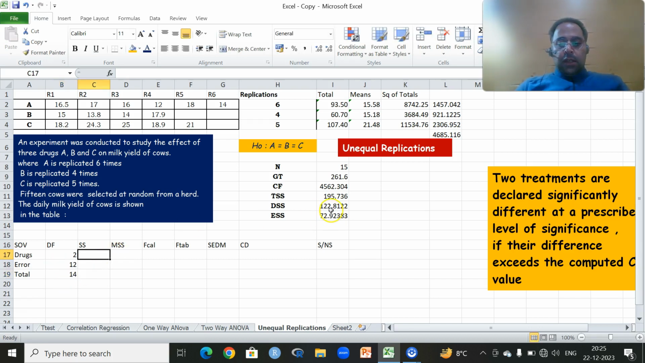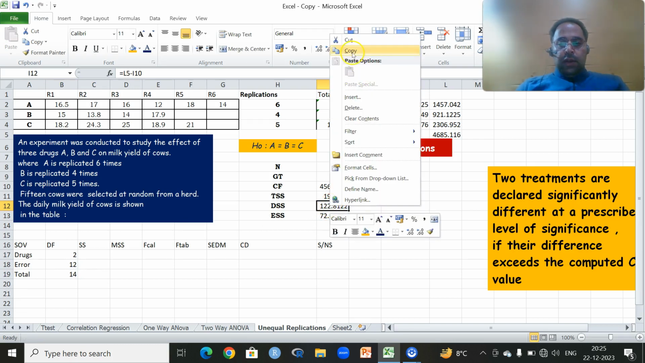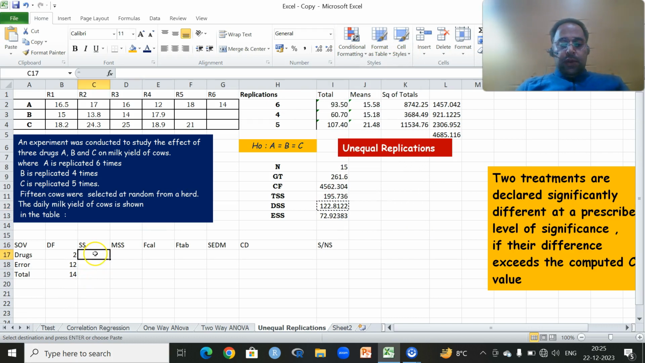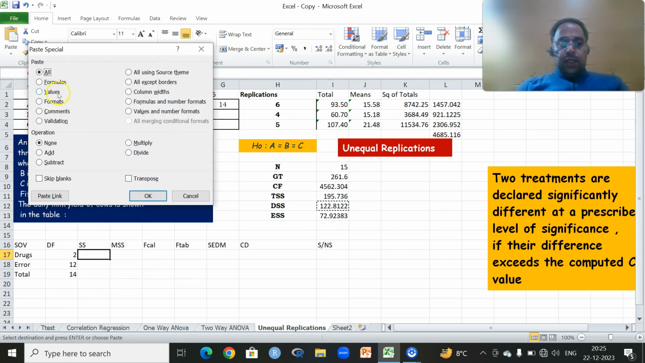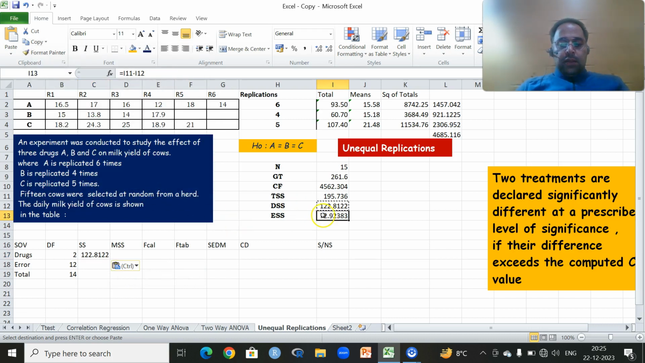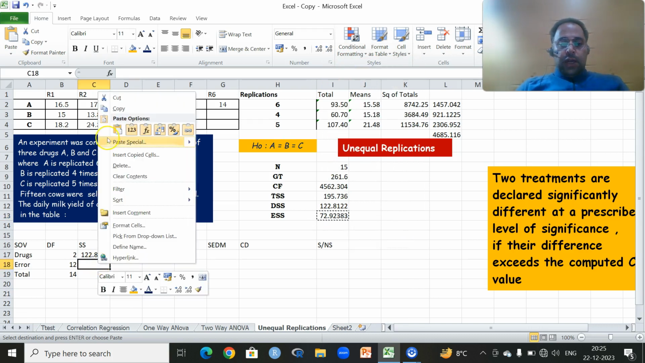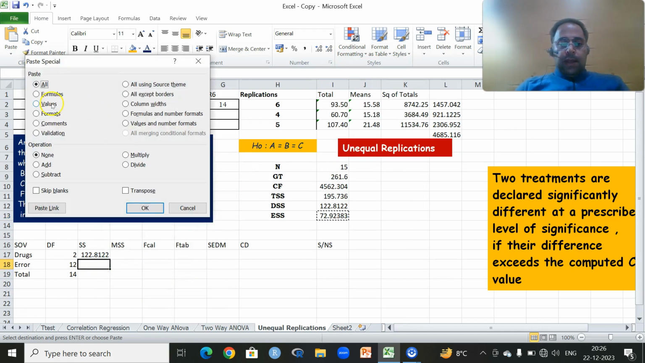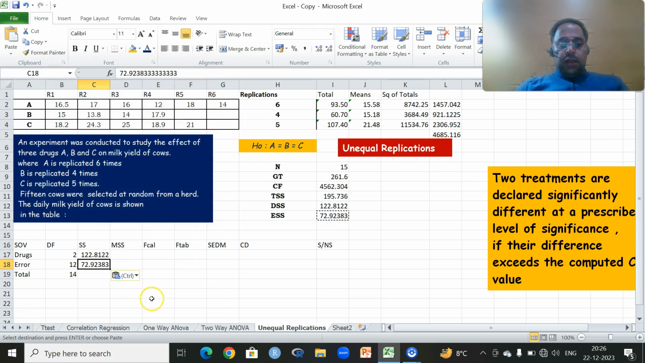Then first we'll put this value like we have done in the previous video. Simply click on paste special and click OK. Then error sum of square. Okay, we have the values for error sum of square also. Then the important thing is to get the variances. Simply divide every sum of square by its respective degrees of freedom. We have mean square due to drugs, or mean square due to treatment.